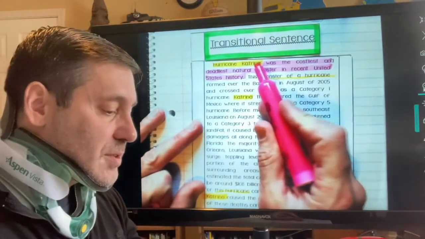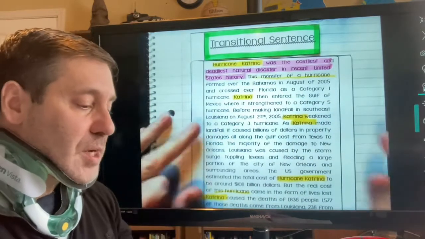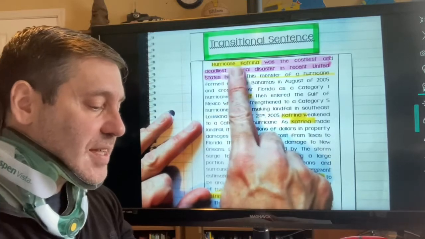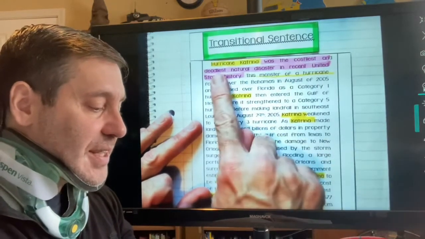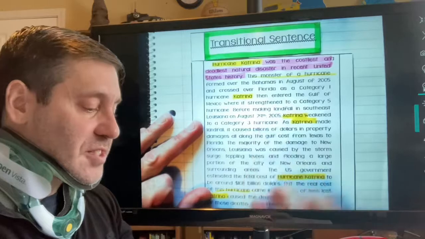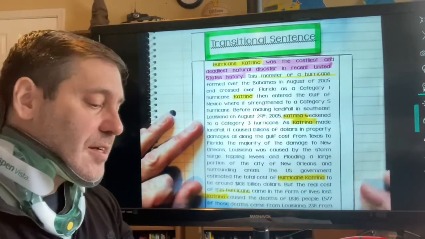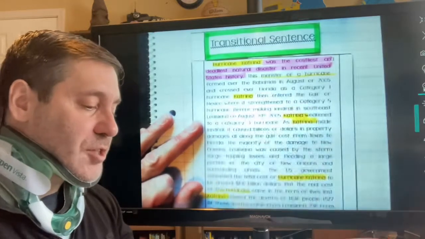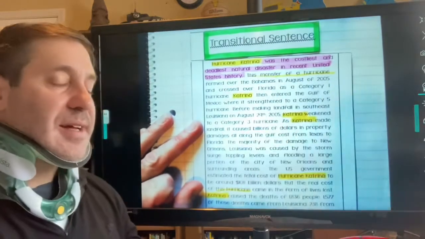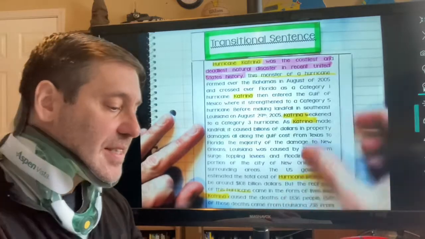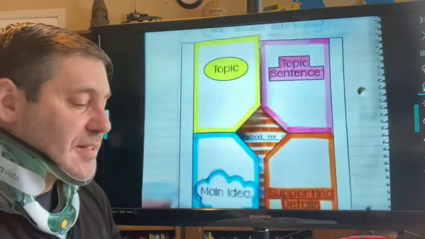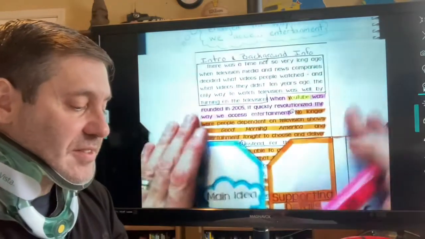And here we learn that this article is about Hurricane Katrina. That's our topic. What is it saying about Hurricane Katrina? This article is saying that it was the costliest and it was the deadliest natural disaster in recent United States history. So all of our sentences in this article should all be about Hurricane Katrina and how it was costly and deadly.